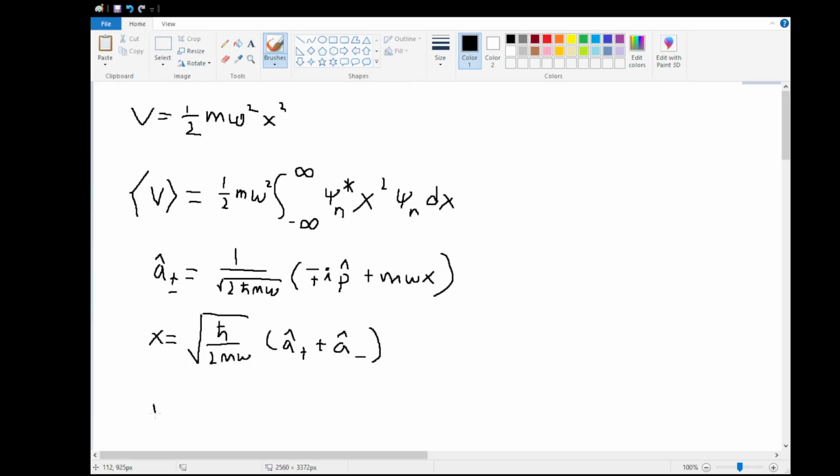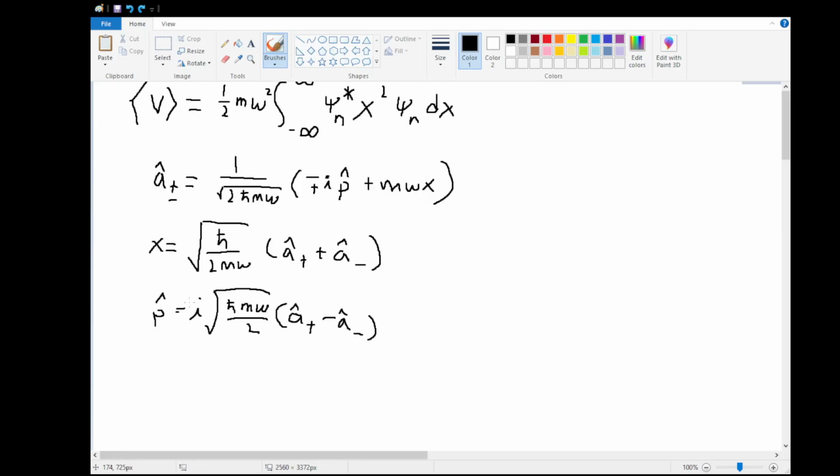And in the same vein, p hat is equal to i times the square root of h bar m omega over 2 multiplied by a hat plus minus a hat minus, and you can plug these two back in. So you can plug the a hat operators into x and into p to verify that this is in fact true.